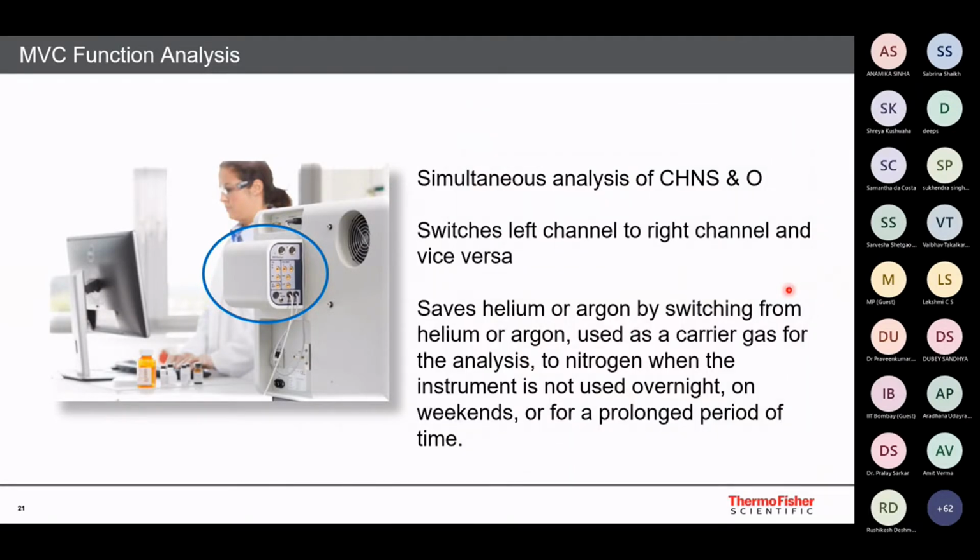Now, simultaneous analysis can occur. Simultaneously means on one side CHNS is going on. After CHNS is complete, you can do the oxygen analysis. Again, it switches from the left channel to the right channel or from the right channel to the left channel, vice versa. You can save your helium gas flow through that MVC valve. You can use other gases also, nitrogen for standby condition or anything, argon gas also.